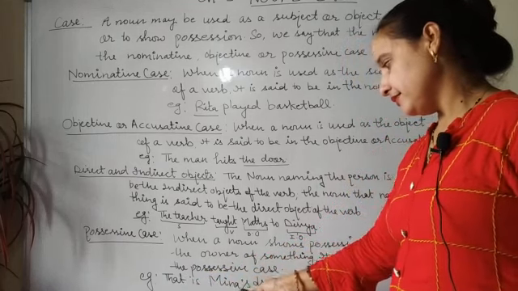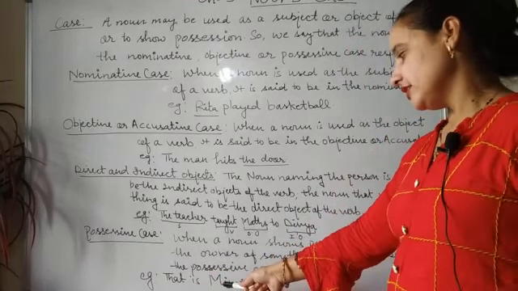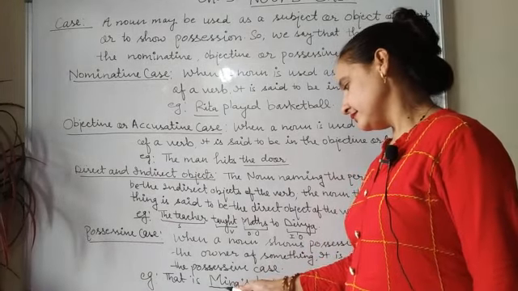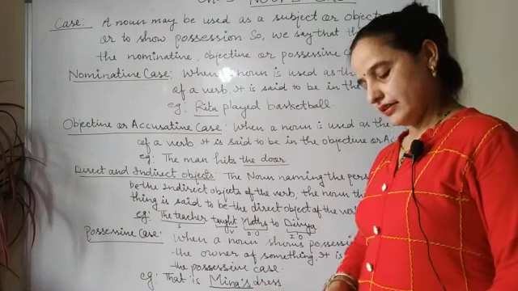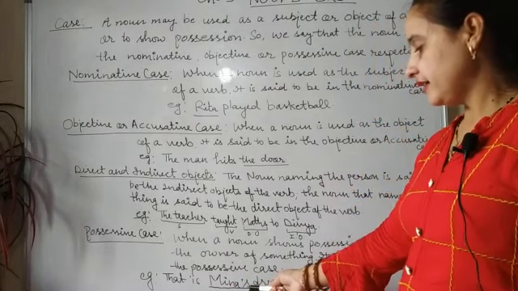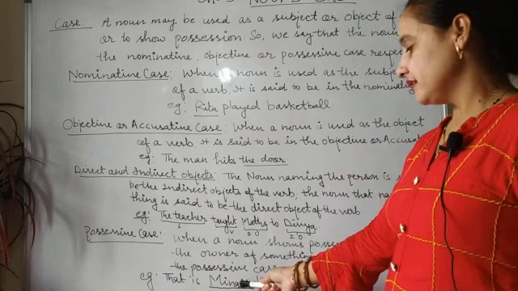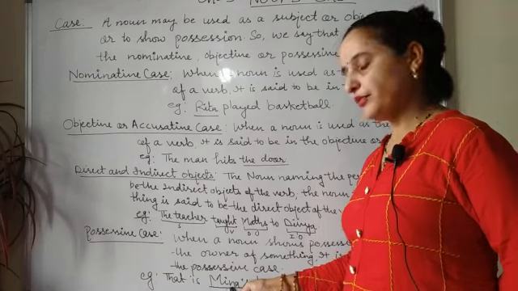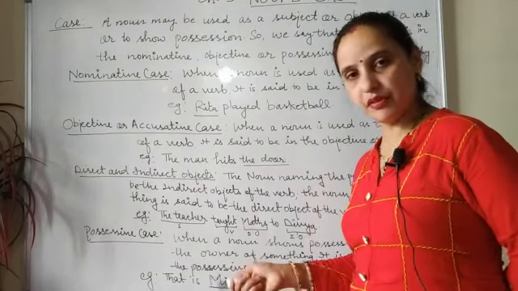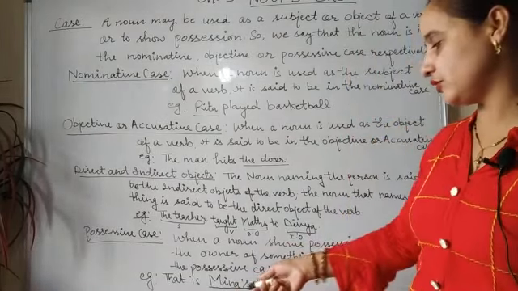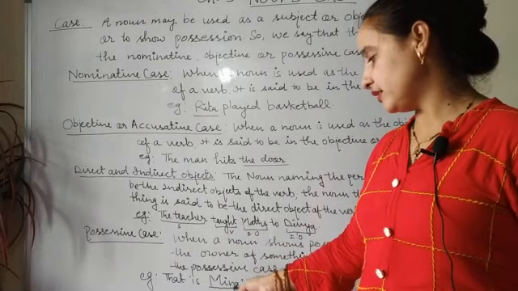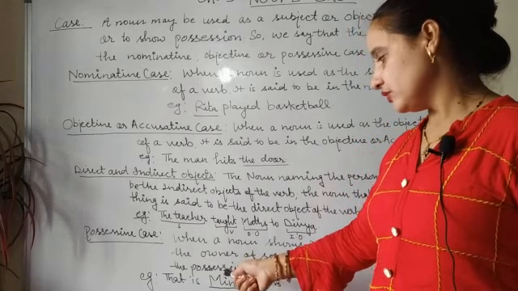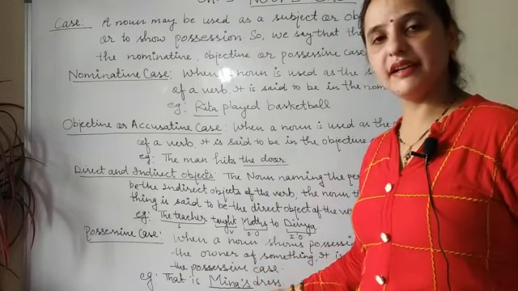That is Meena's dress. You are seeing here Meena's. That is the apostrophe and s. This apostrophe shows the possession. So the dress belongs to Meena. The thing belongs to a named person, that is called the possession. So the dress belongs to Meena. So it is Meena's dress. So Meena is the owner of the dress.